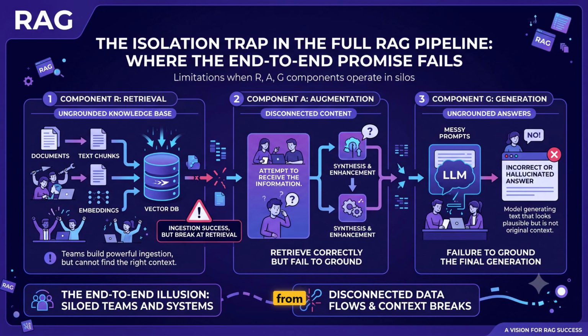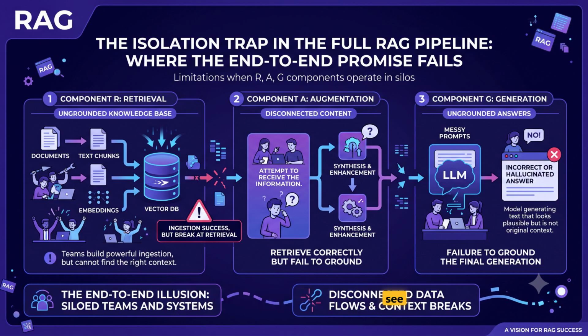Trace this flow from left to right and look at that label at the bottom, the end-to-end illusion. When teams build these three components in isolated silos, context breaks down at every handoff. Two tools dominate this retrieval space in production today: Pinecone and Qdrant. Pinecone gives you a fully managed serverless vector database out of the box, while Qdrant gives you open source control with hybrid search capabilities built directly into its core. When your pipeline operates in silos, your retrieval is just expensive noise.